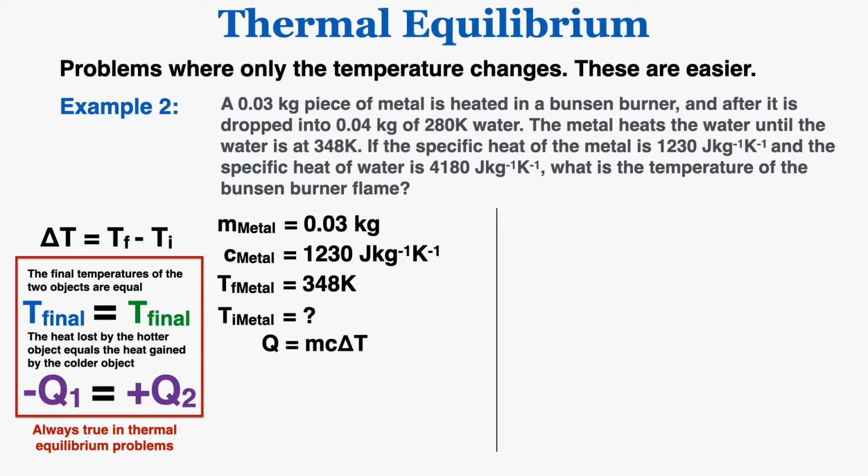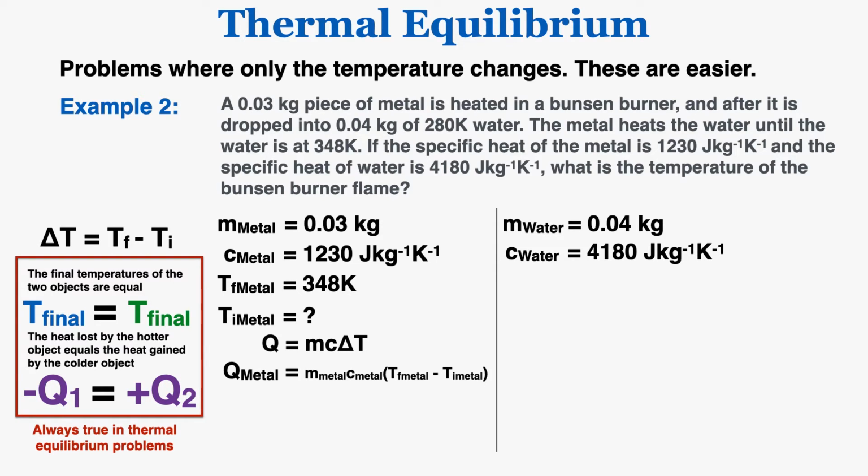Again, I know Q equals mc delta T. I'll rewrite this with my specific variables, but I'm going to hold off on plugging in actual numbers until a little later. I'll now write down what I know about the water. So this is the mass of the water, its specific heat, its final temperature, and its initial temperature.